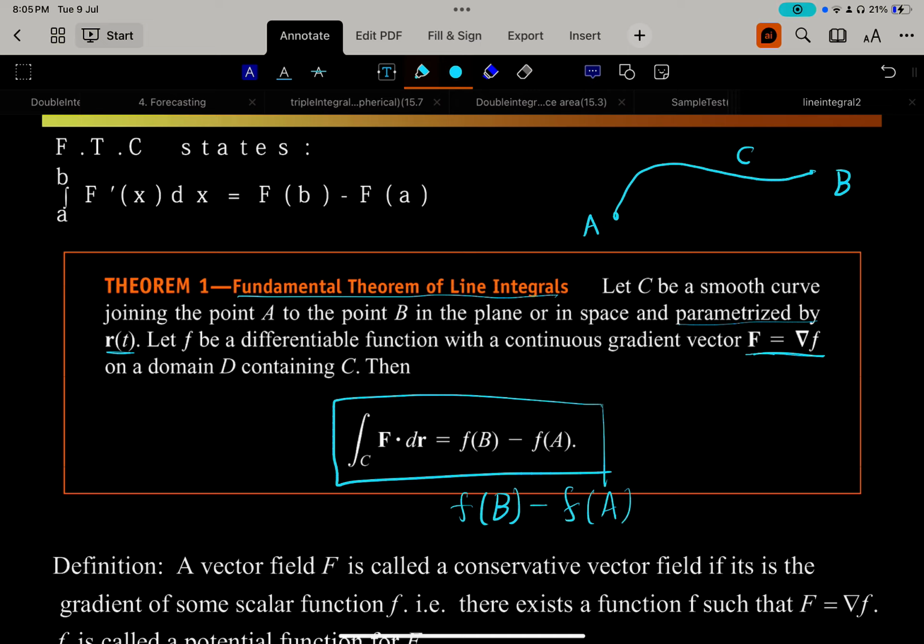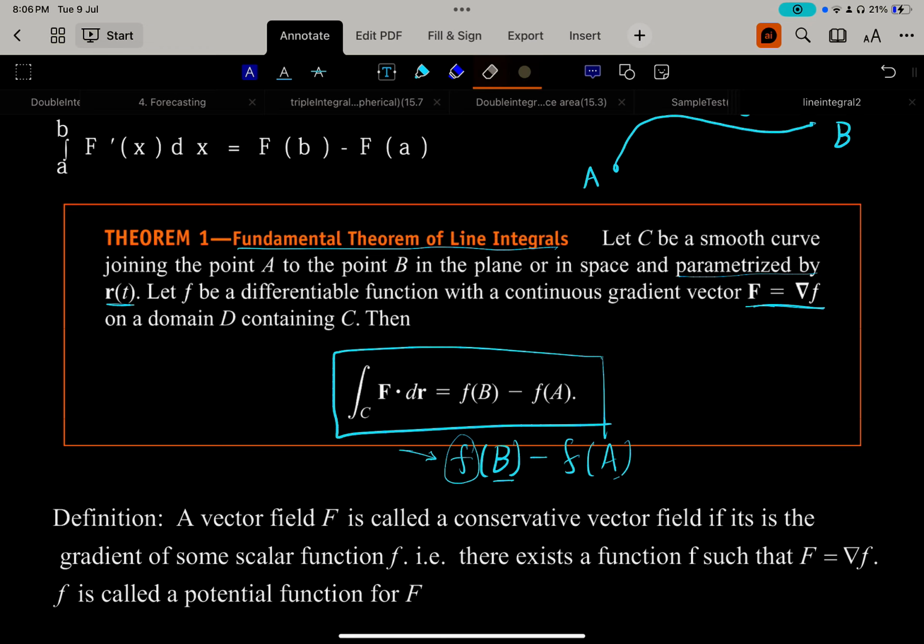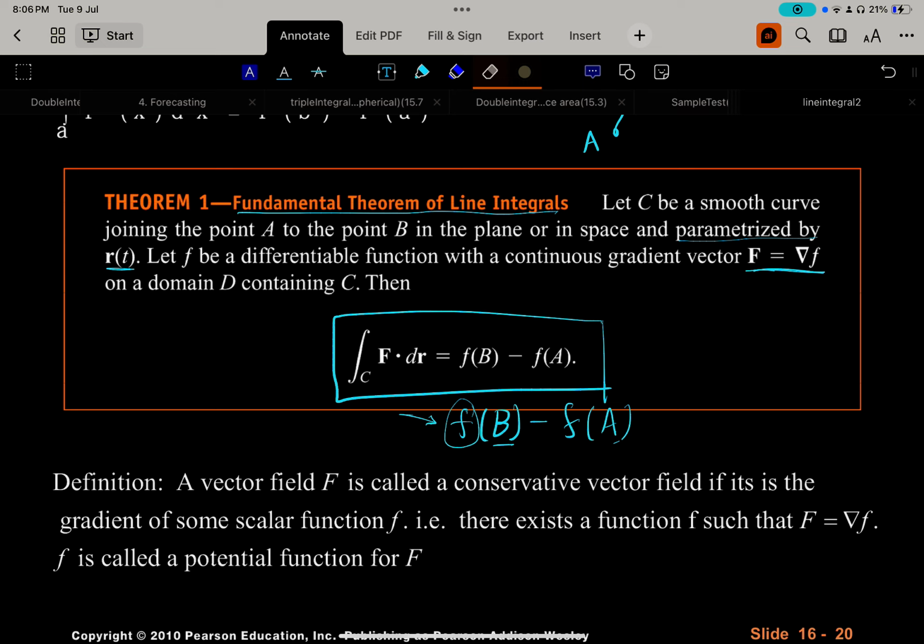And this is useful since we can easily evaluate the line integral if we know our potential function, by substituting the values B and A in the potential function and subtracting, and this makes it easier for us than evaluating the line integral itself.